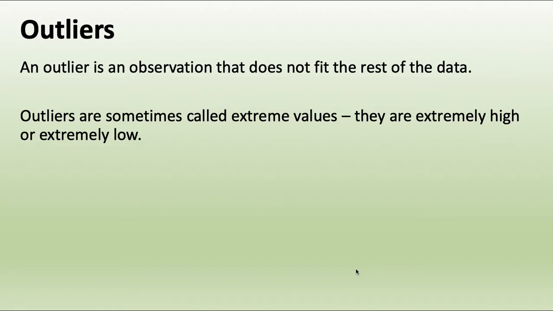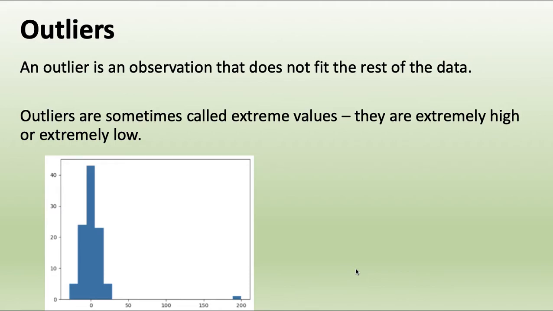An outlier is an observation that does not fit the rest of the data. It is very different than most of the values. Outliers are sometimes called extreme values. They're extremely high or extremely low. Here's an example of a histogram with an outlier.